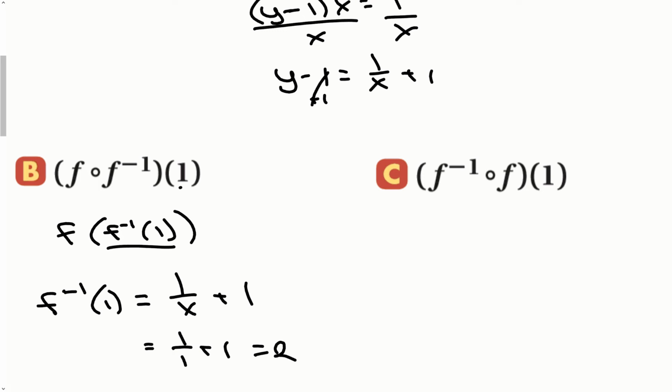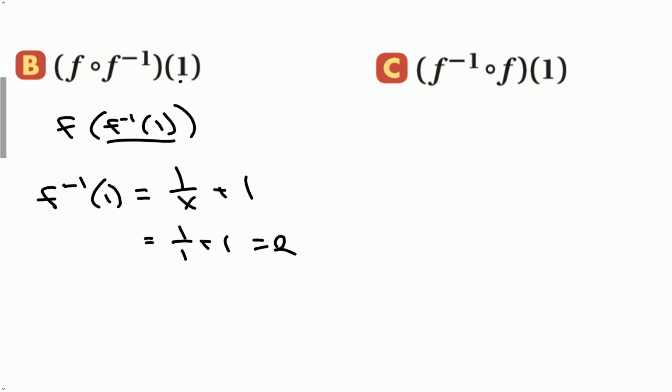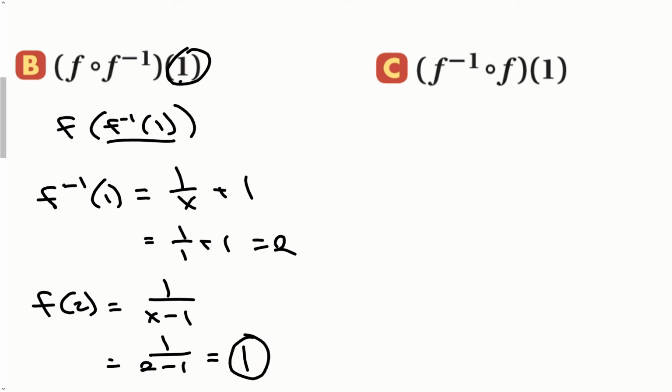Okay, good. So now I take that answer and I plug it back into the original function. That's how compositions work, right? So we plug 1 into the inverse function, and now into the original function, which was 1 over x minus 1. Hey, look at that. I got back to the beginning. So this checks out.